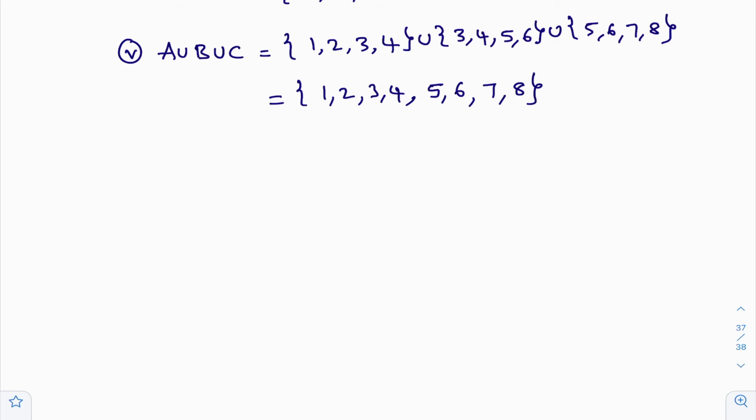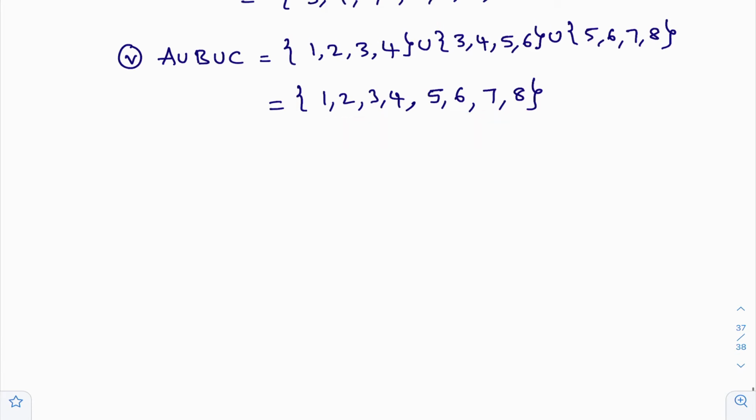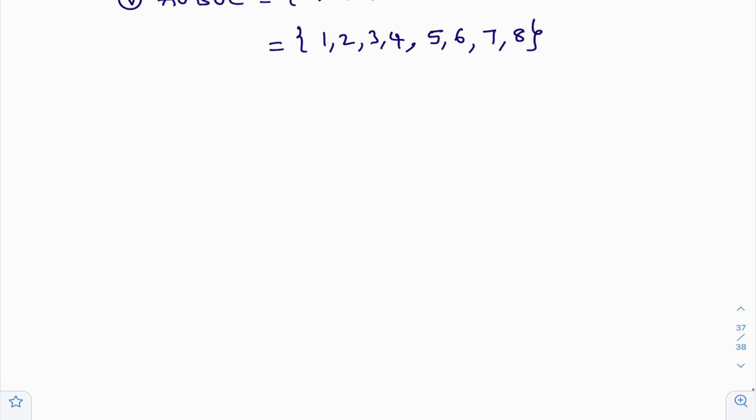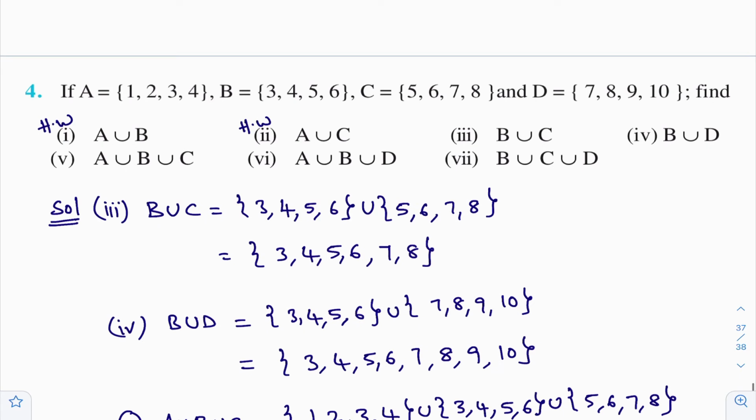7, 8. So what is A union B union C? Answer is 1, 2, 3, 4, 5, 6, 7, 8. I hope you are understanding. Okay, let me do one more bit here. That is the 7th bit. What is the 7th bit? B union C union D. Correct? B union C union D.